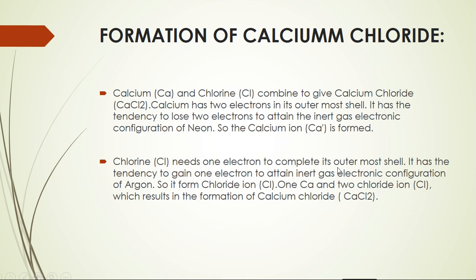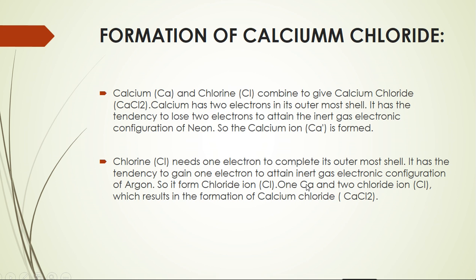Chlorine needs 1 electron to complete its outermost shell. It has the tendency to gain 1 electron to attain the inert gas electronic configuration of argon. As the atomic number of chlorine is 17 and argon is 18, it means argon is complete. So chlorine wants to become stable like argon. By gaining 1 electron, it will become like argon, so it forms a chloride ion. 1 calcium and 2 chloride ions result in the formation of calcium chloride.